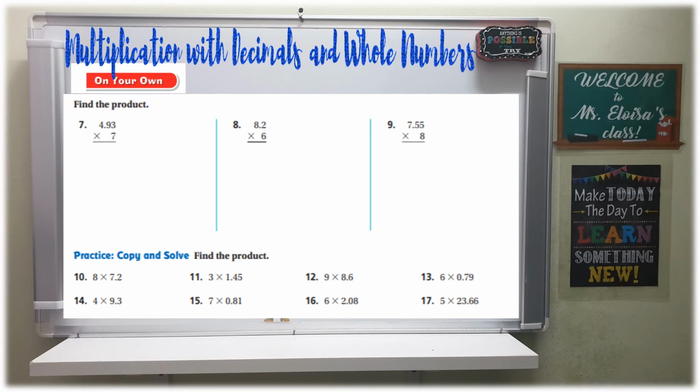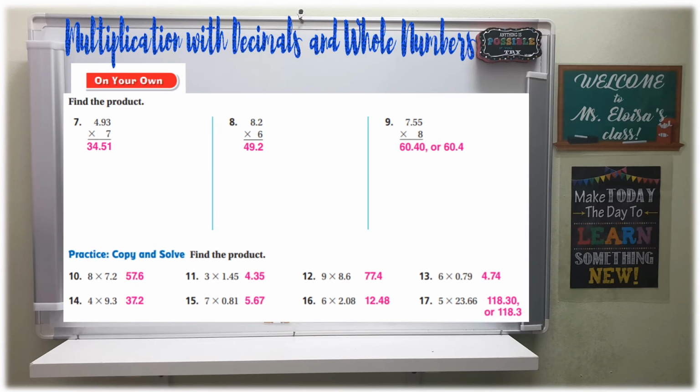For your classwork, do on your own numbers 7 to 17. Pause the video for a while and then check the answers later. Here are the answers. Check your answers if you get the same. How was it? Did you get all correct answers in your classwork? So just like what we always do, if you get a different answer, try doing it again until you get the correct answer.